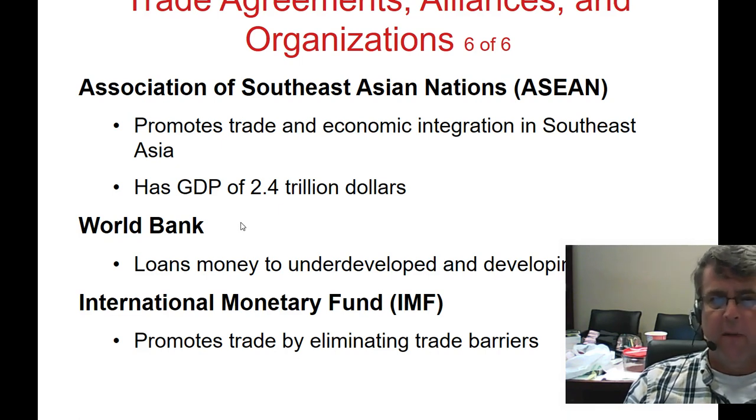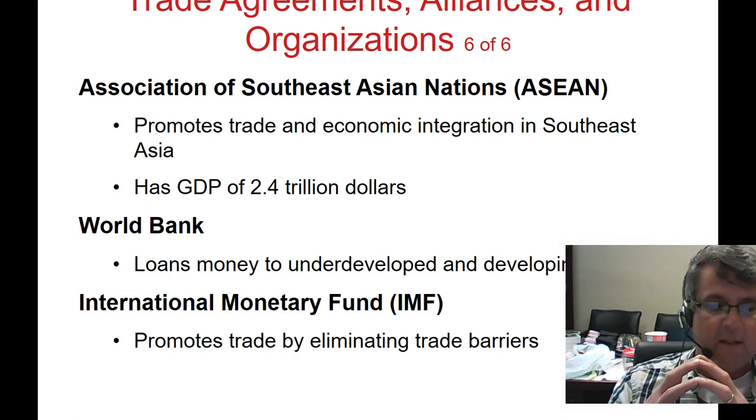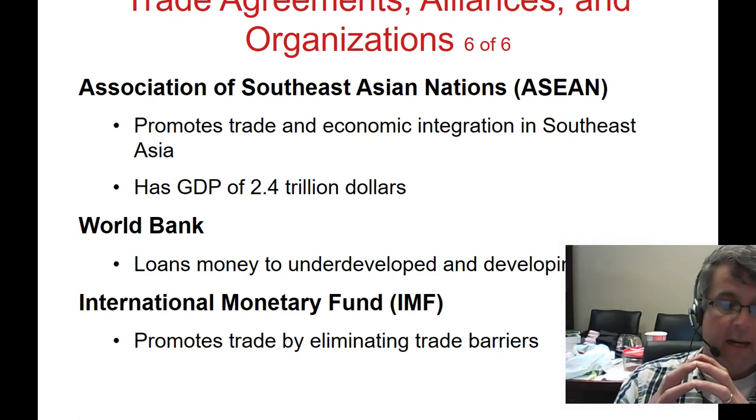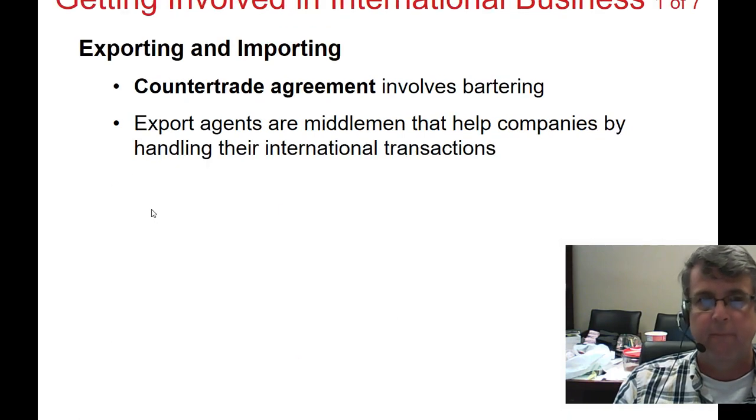The World Bank loans money to underdeveloped and developing countries. We have the IMF, which promotes trade by eliminating barriers. The IMF typically will bail out failed countries. The IMF was established in 1947 to promote trade by eliminating trade barriers and fostering financial cooperation. It doesn't really do that anymore. It also fulfills some of the same functions as the World Bank.